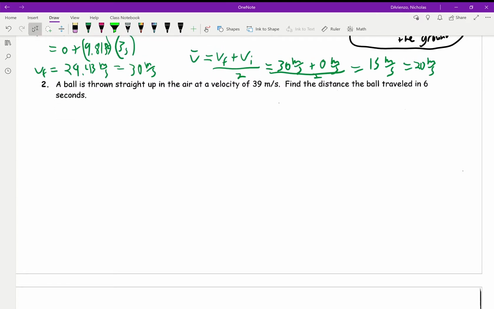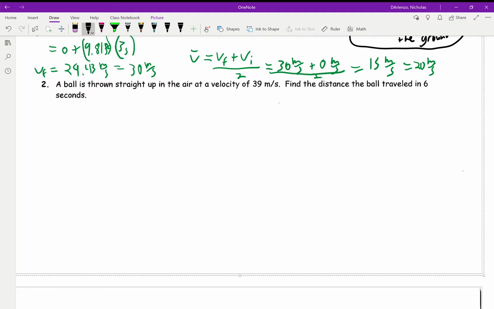Now this next one is a little bit more challenging. I'll do this in a different color. A ball is thrown straight up in the air at a velocity of 39 meters per second. Find the distance the ball traveled in 6 seconds.